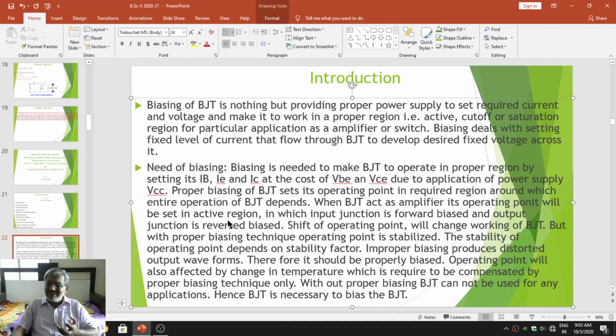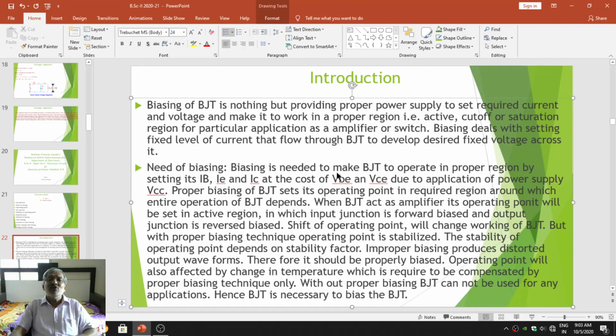Or to stabilize the operation of BJT, to get the necessary type of waveforms across the BJT, the biasing is needed. And by getting the necessary type of waveforms, it can be applied for the different applications to construct the different electronic devices. And for this reason, the biasing is needed. Let us describe the same.